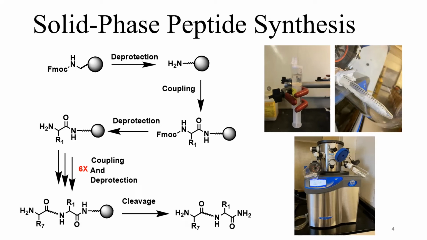Which we can actually see in the top left, that is a reaction vessel where these three main steps will take place. Then our peptide is purified and put on the lyophilizer in order to prepare it for mass spec analysis, which is what we see in the remaining two photos, top right and the bottom.